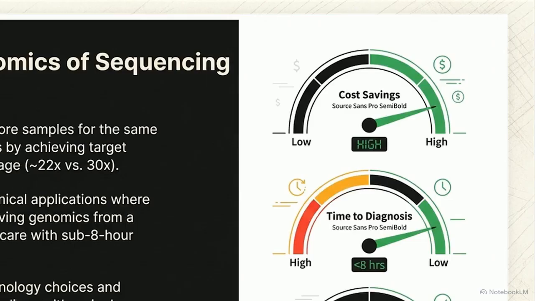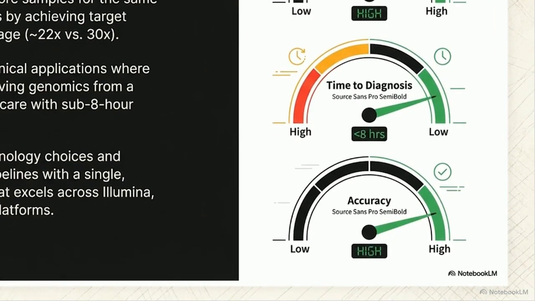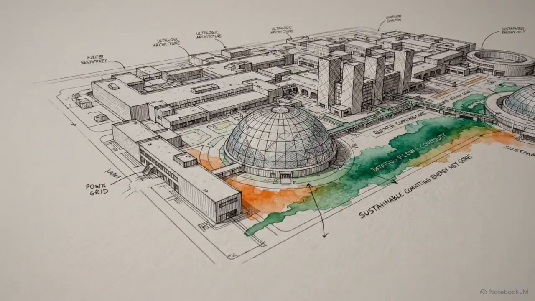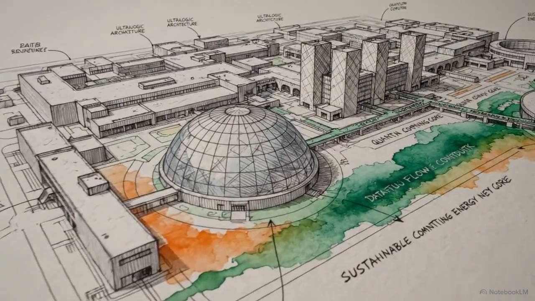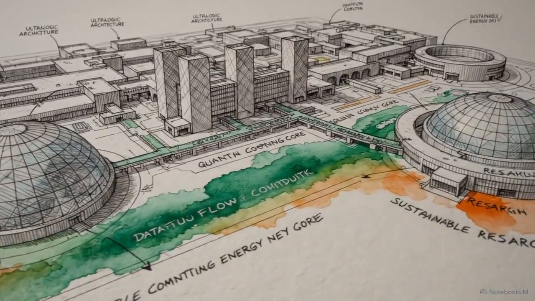These three dials illustrate the convergence of this technology, achieving high cost savings, cutting time to diagnosis to under 8 hours, and maintaining maximum accuracy. The historical constraint that forced researchers to choose between speed, budget, or quality has been broken. Deep learning has rewritten the economics of sequencing.